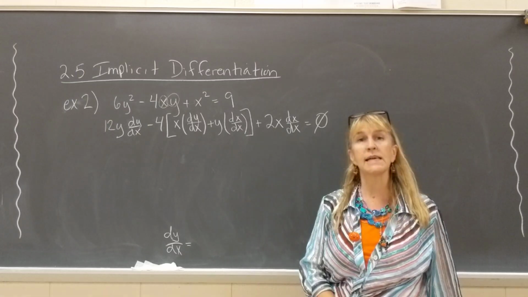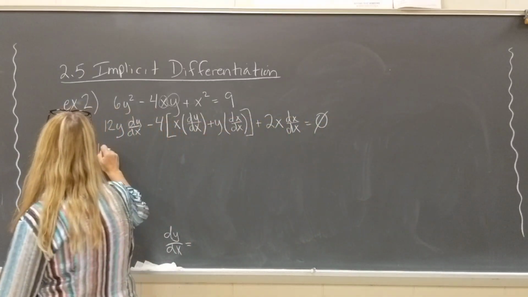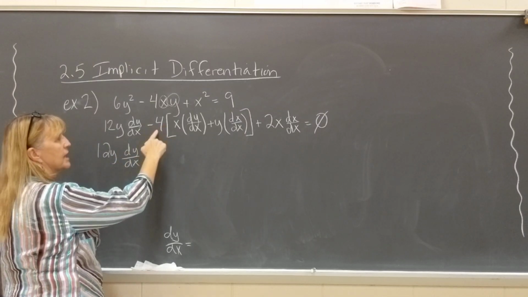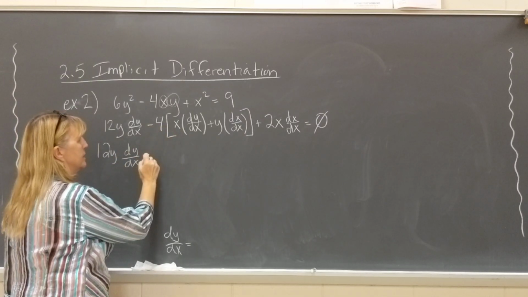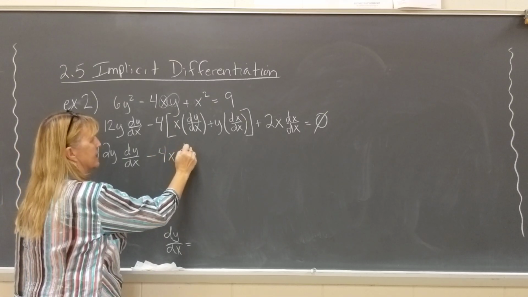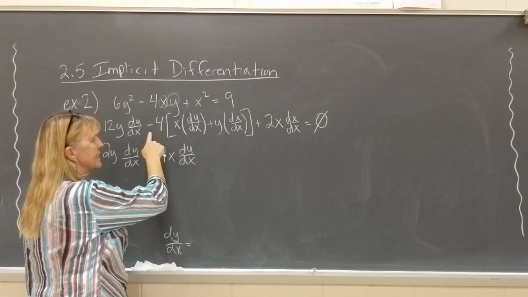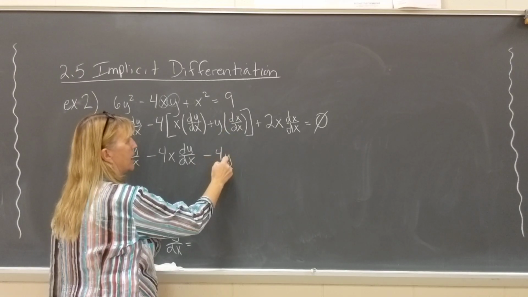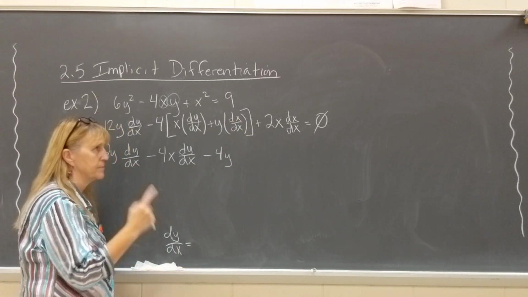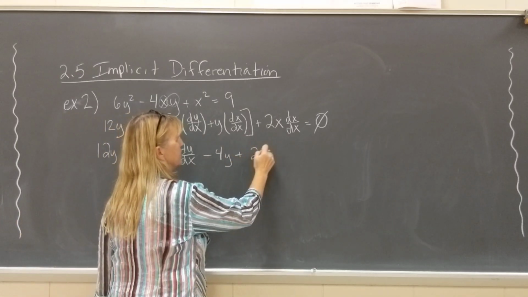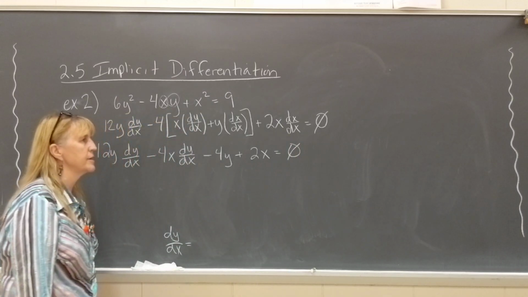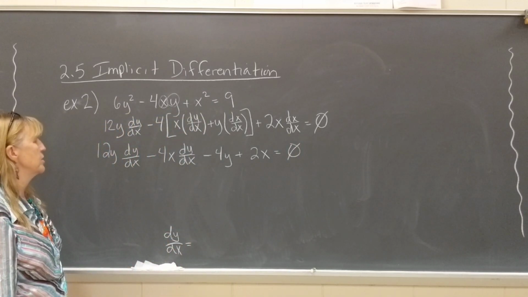So we're going to go through and we're going to clean this up. So I have 12y dy/dx. I'm going to distribute not just the 4 but the negative 4. That gives me negative 4x dy/dx. And then the negative 4 times the positive y dx/dx is just negative 4y, because the dx/dx is really 1. And then plus 2x, dx/dx again is 1, equals 0. You don't have to put the slash through the 0, I don't even know why I did it.